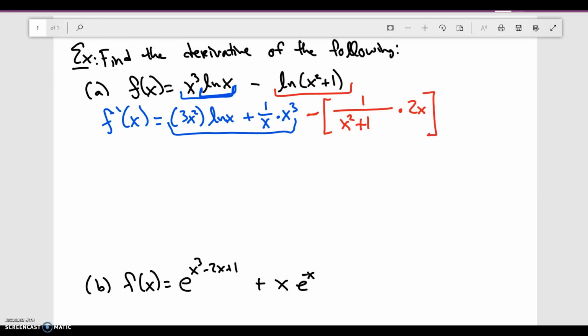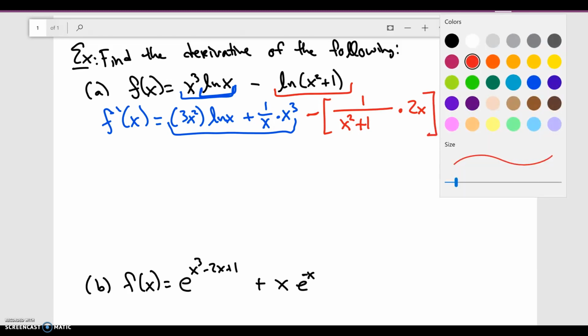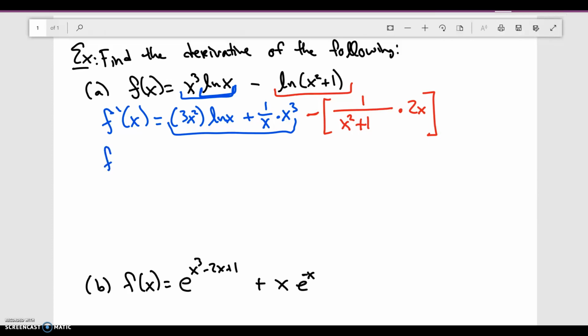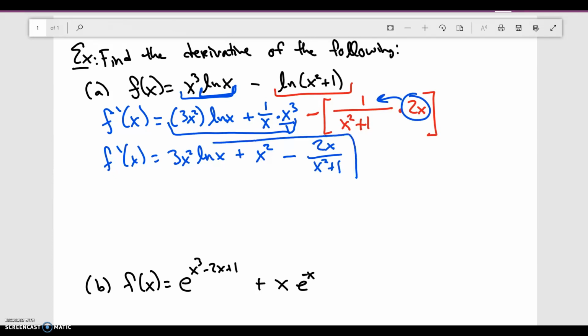Okay, so to clean this up a little bit more, f prime of x is going to be equal to 3x squared ln of x. I can always place this over 1. Notice that one of the x's is going to go away, so I'm going to have an x squared. Minus, this 2x can go right here to the front, so it's going to be 2x over x squared plus 1. I can always combine this, but we can just leave it as is. Okay, this will be simplified as much as we can.